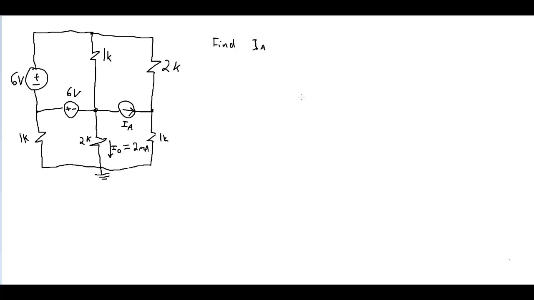Okay, so in this problem, we're going to find IA, the current through this current source. To find this current, we're going to have to use Ohm's law, V equals IR, and KCL. What's that, Mark? KCL, I'm glad you asked.